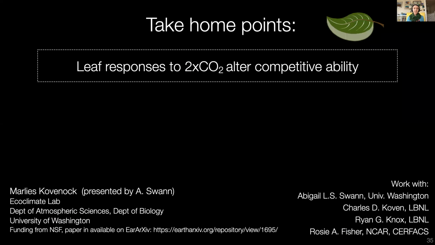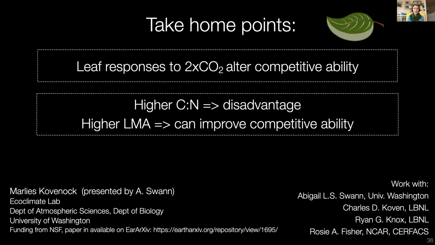So our take-home points here today are that leaf responses to increasing carbon dioxide alter the competitive ability of plants. In general, higher carbon to nitrogen ratios are a disadvantage, but plants might be obligated to have those higher carbon to nitrogen ratios if they're lacking nitrogen resources. However, at any given carbon to nitrogen value, we see that higher leaf mass per area, or thicker leaves, can improve the competitive ability. So that leaf thickness that's observed as carbon dioxide increases could be a way that plants are trying to compensate for these higher carbon to nitrogen ratios.